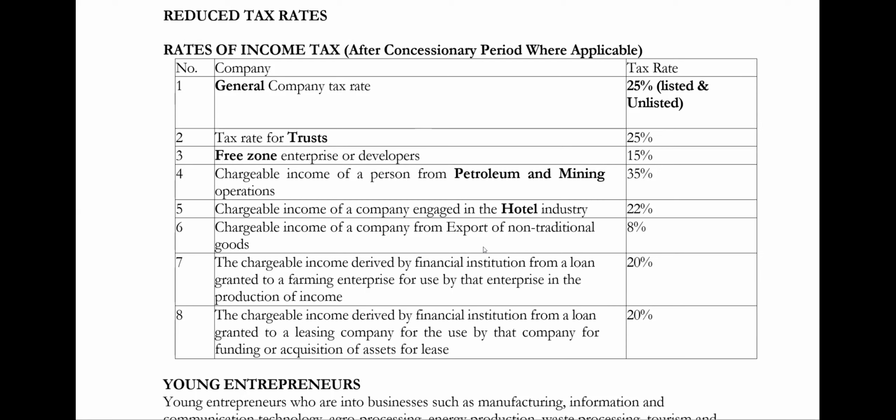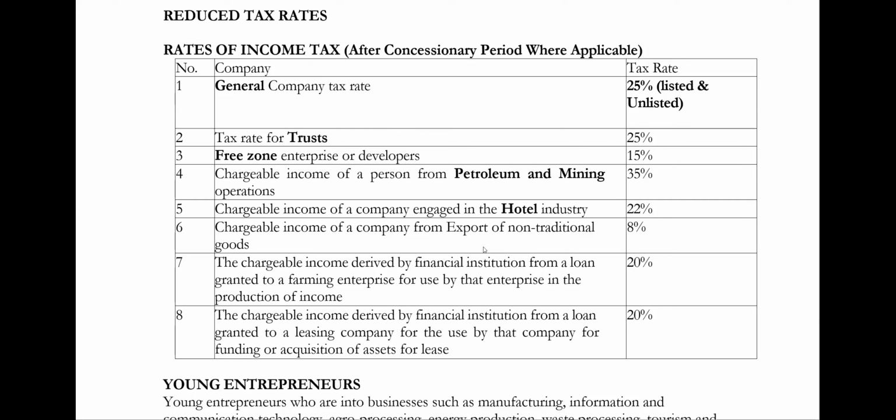For instance, if I want to operate any normal company, I pay 25%, whether I'm listed or I'm not listed. Before 2021, all listed companies used to pay taxes at 22%. But now, if you are listed, you pay 25%, not 22% anymore. If you are a trust, you pay tax at 25%.